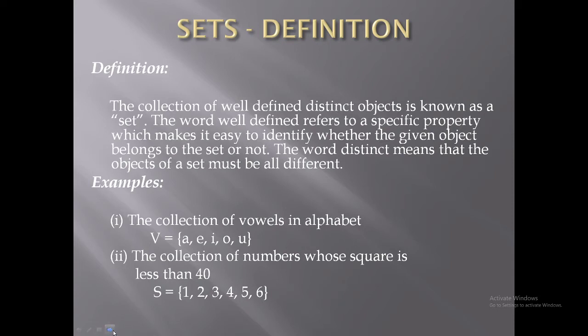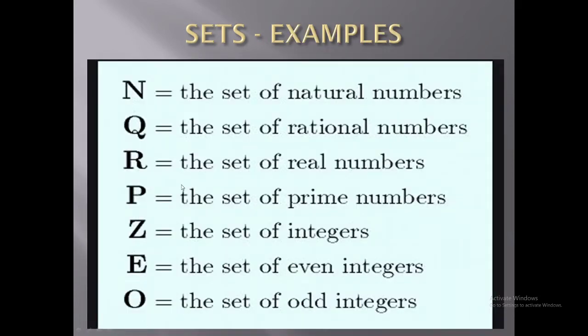So move on to the next slide. Here I listed some of the examples of sets. Here N denotes the set of natural numbers, Q denotes the rational numbers, R denotes the set of real numbers, P denotes the set of prime numbers, Z denotes the set of integers, E the set of even integers, and O the set of odd integers.